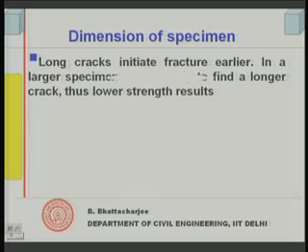The next factor that we are going to look into is the size or dimension of the specimen. Well, one of the explanations given is that there is a variation with the size of the specimen, as we shall see. The experimental results have shown there is variation, and one of the reasons attributed to the size is that long cracks initiate fracture earlier, and in a larger specimen one is likely to find a longer crack, thus lower strength results. So, if the specimen size is larger and larger, it has not really been related to the aggregate size, but it has been related to the size of the cube itself.